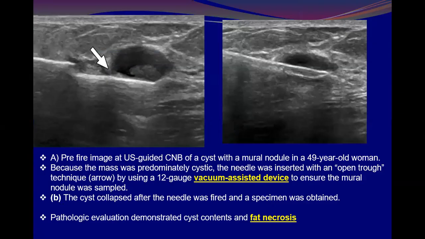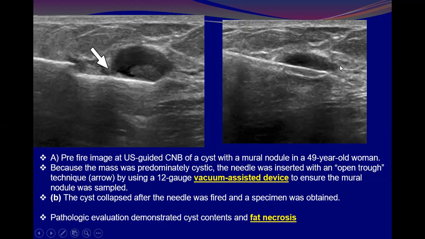These are examples of breast biopsy for a complex lesion, and this is pre-fire here. The image guided pre-fire. This is the needle, and this is after firing for a vacuum assisted device, because the lesion, as we mentioned, is predominantly cystic.